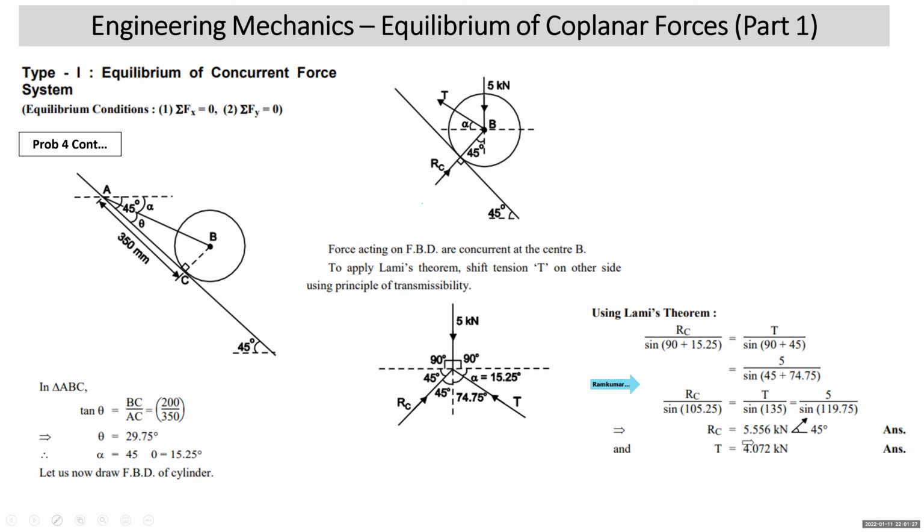So RC comes out to be 5.5 kilonewton, which is at 45 degree with horizontal. We got it 45 degree with vertical or 45 degree with horizontal. And tension T is 4.072 kilonewton. Hope this is all understood to everybody.